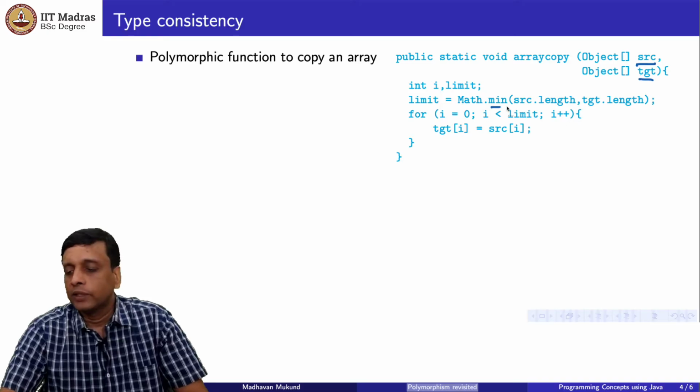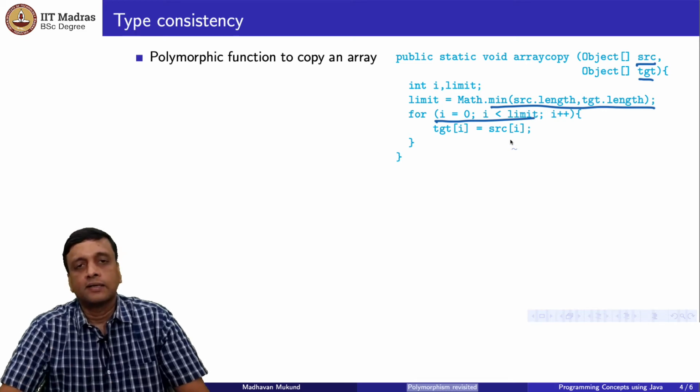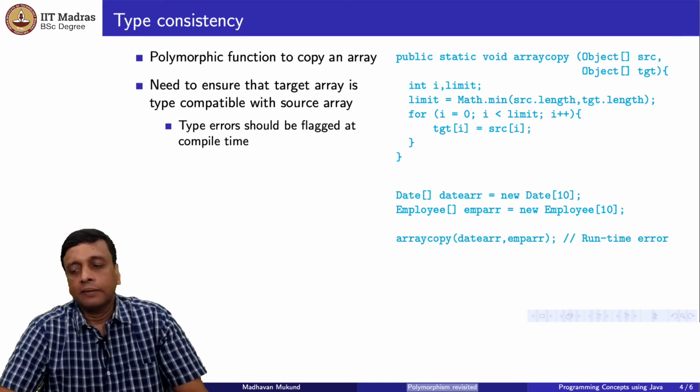So I first compute the minimum of the two lengths, the source length and the target length. And now for every i from 0 to limit - 1, I copy from source i into target i. So this now becomes, in the Java sense, a polymorphic array copy. But the problem is, at runtime, I might try something like this.